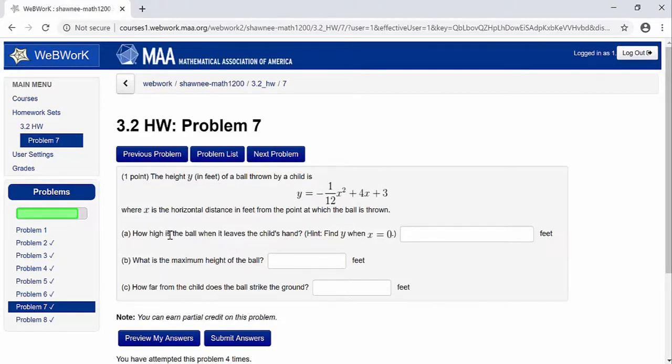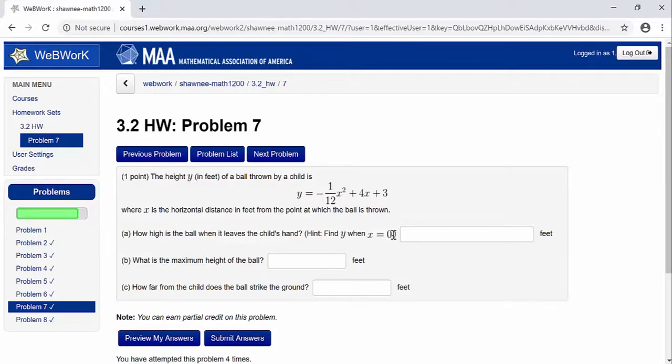So the first part says, how high is the ball when it leaves the child's hand? So that would be the height when the ball is 0 feet from the child. So we need to find y when x equals 0.